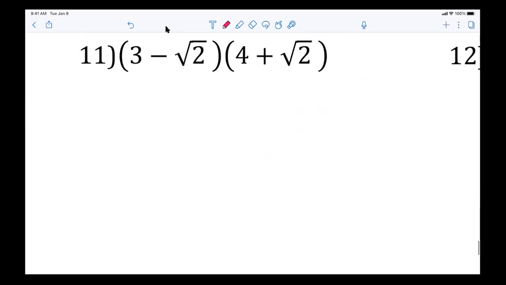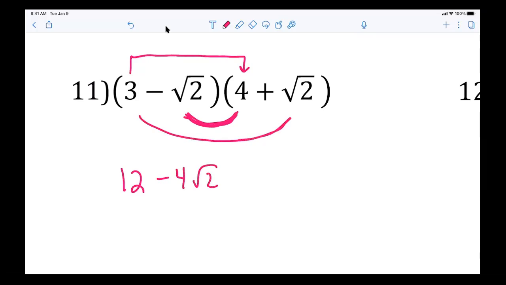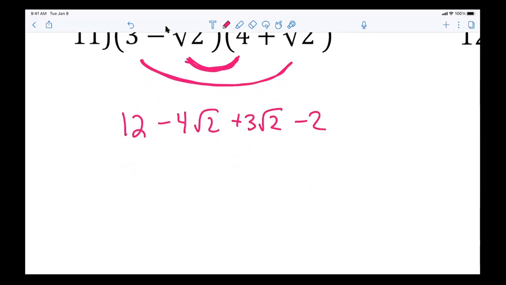Next, 11, multiplying. All right, so again, 3 times 4, 12. Smiley face number 1, how much is this? Negative 4 radical 2. How much is this? Positive 3 radical 2. And then what's negative radical 2 times positive radical 2? Negative 2. 12 minus 2. Negative 4 radical 2 plus 3 radical 2. Negative, thank you. Negative radical 2.